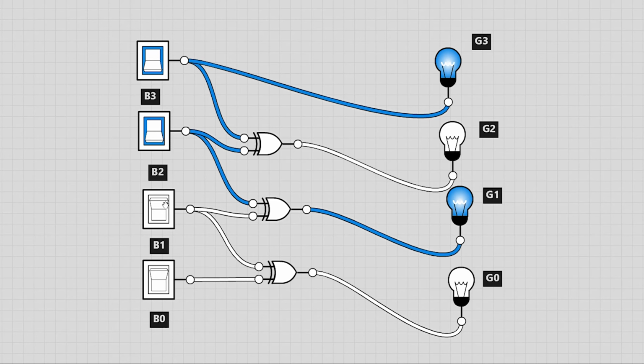When the inputs B3 is 1, B2 is 1, B1 is 0 and B0 is 1, the output G3 is 1, G2 is 0, G1 is 1 and G0 is also 1. When the inputs B3, B2, B1 are 1, the outputs G3 is 1, G2 is 0, G1 is 0 and G0 is 1. When all the inputs are 1, the output G3 is 1, and all the other outputs are 0.